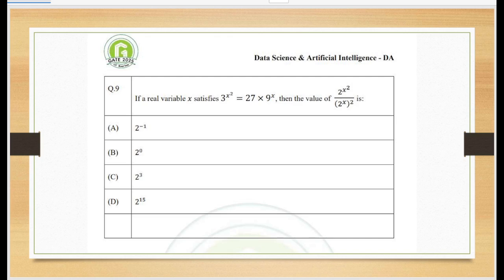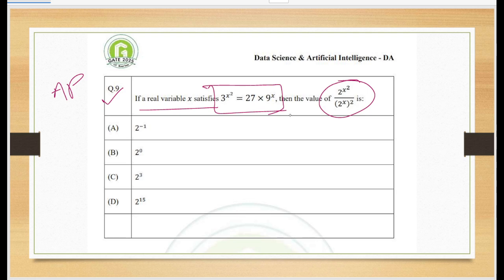In this video, we will be discussing a question from the IIT GATE Data Science and AI paper, from the aptitude part. The question says, if a real variable x satisfies this equation, 3 raised to x square equals 27 into 9 raised to x, then we have to find the value of this part.